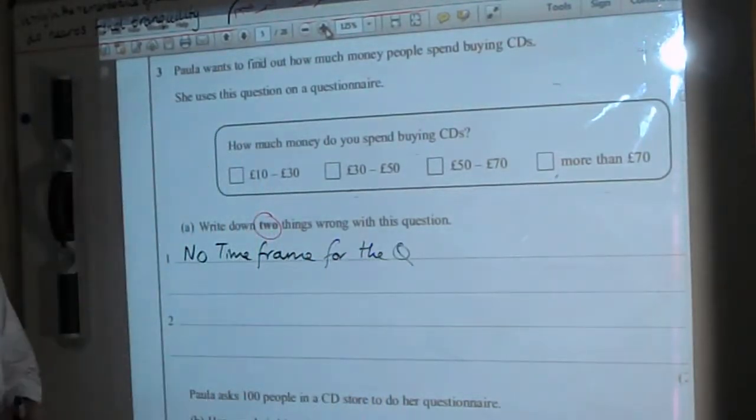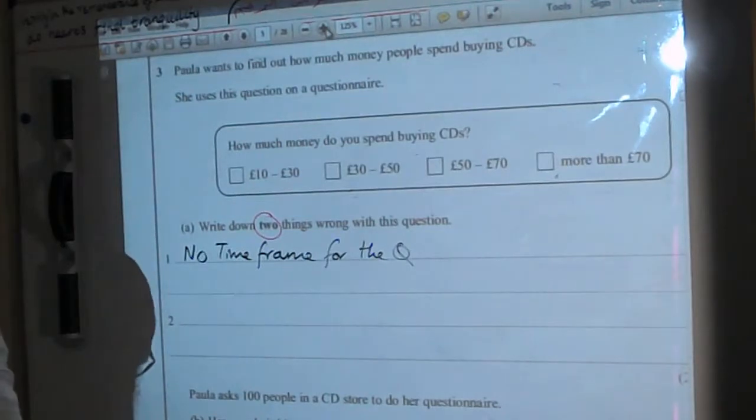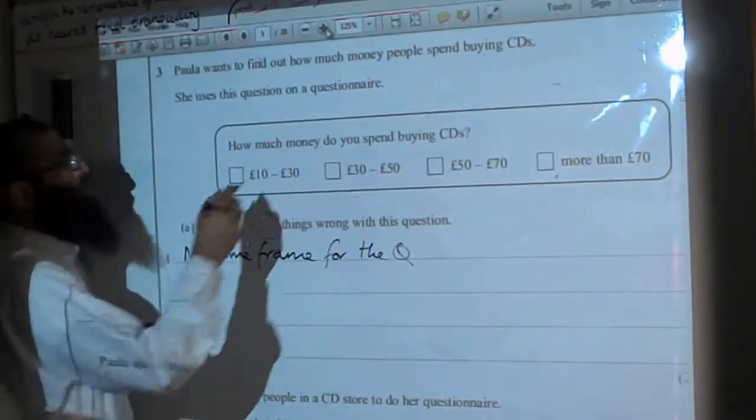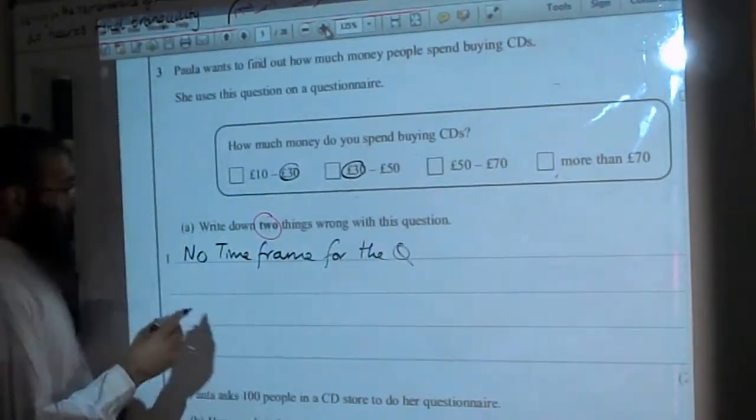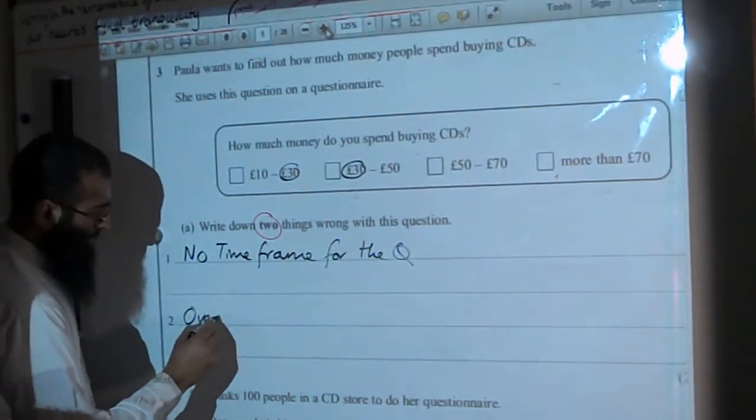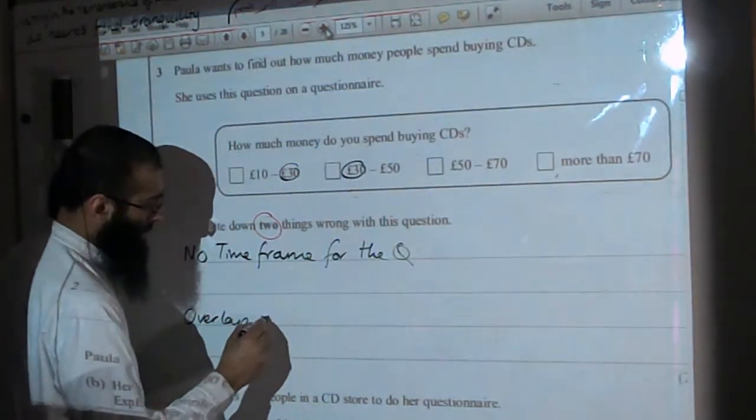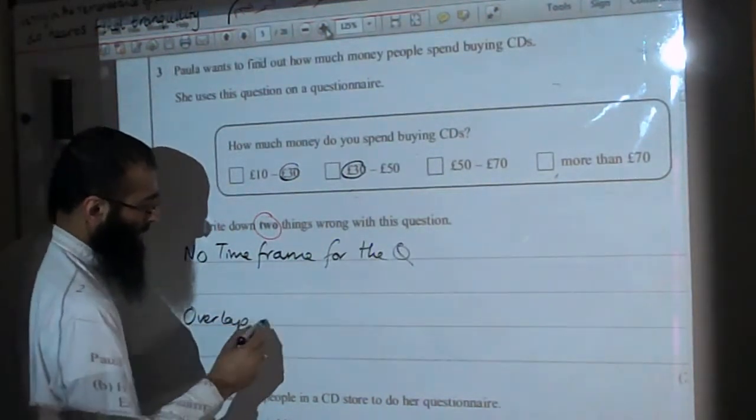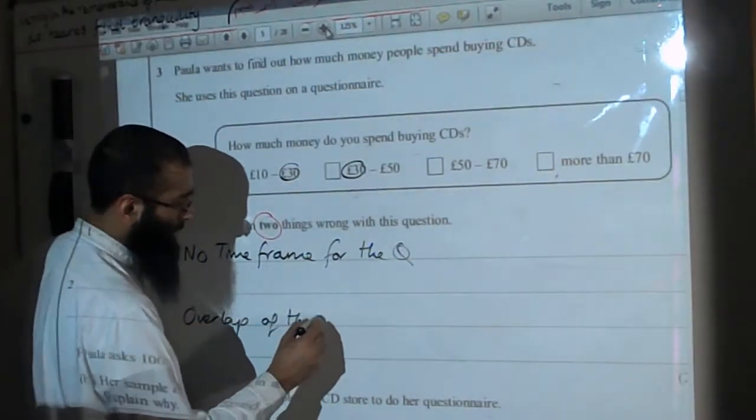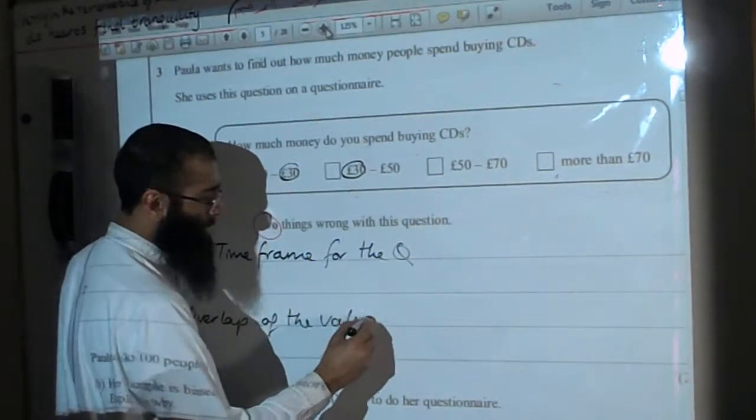Okay, now what else do we find? Money. Now what's happening about the money? What do we have here? Overlap. We have overlap of the values in the response boxes.